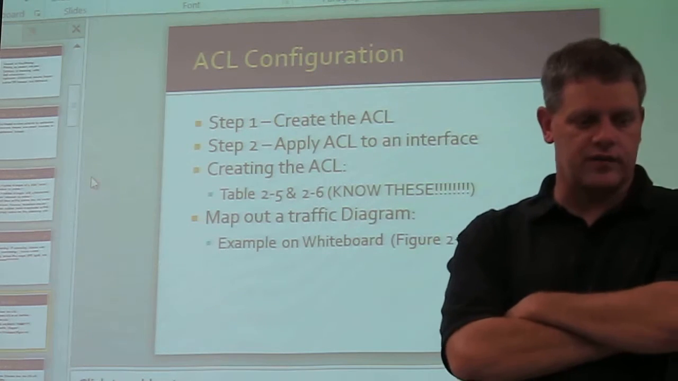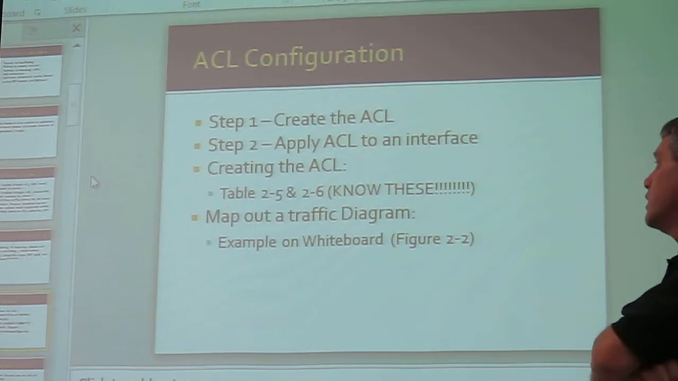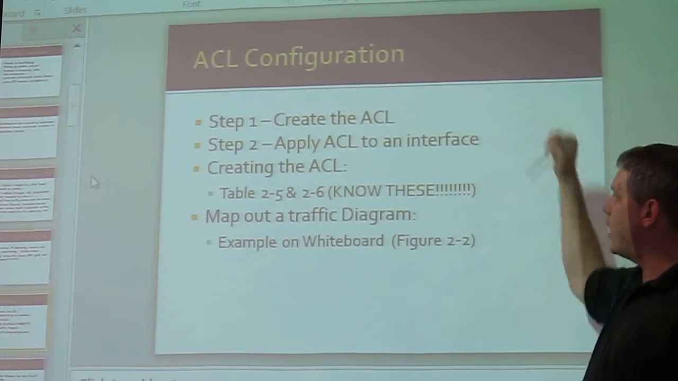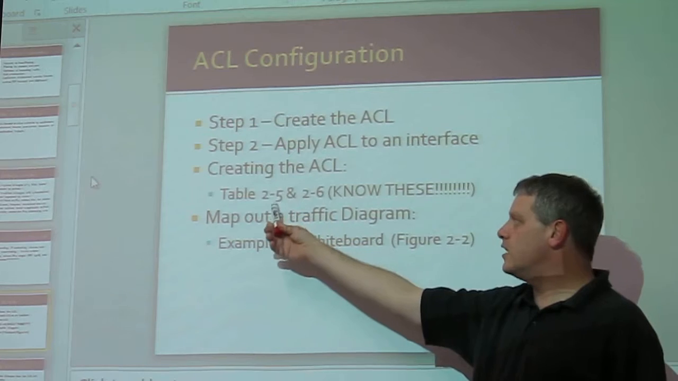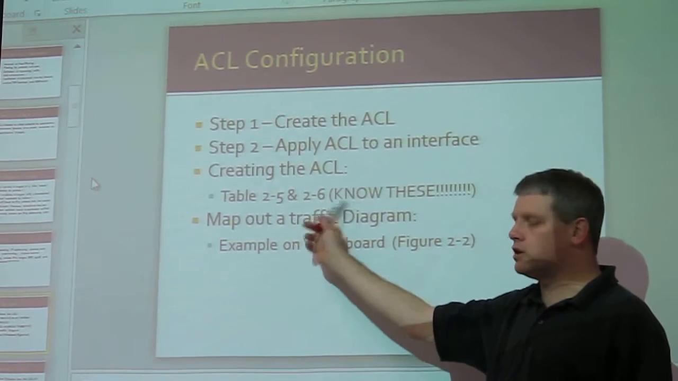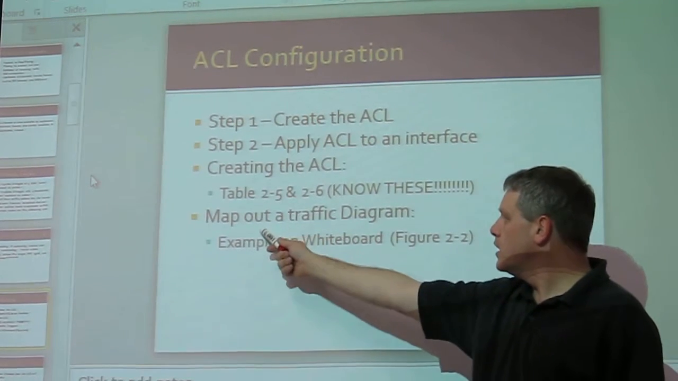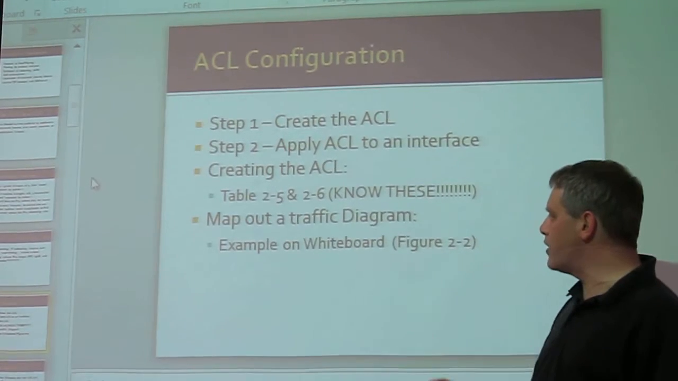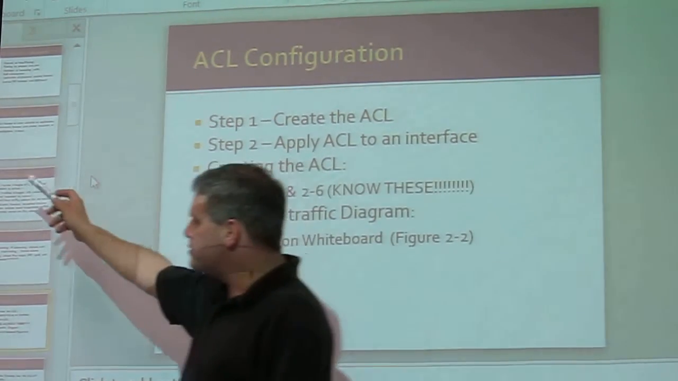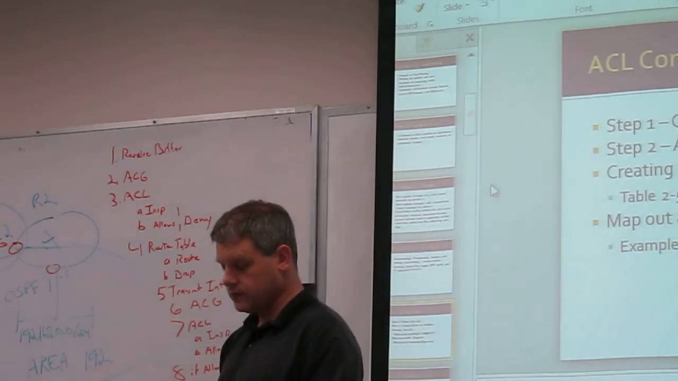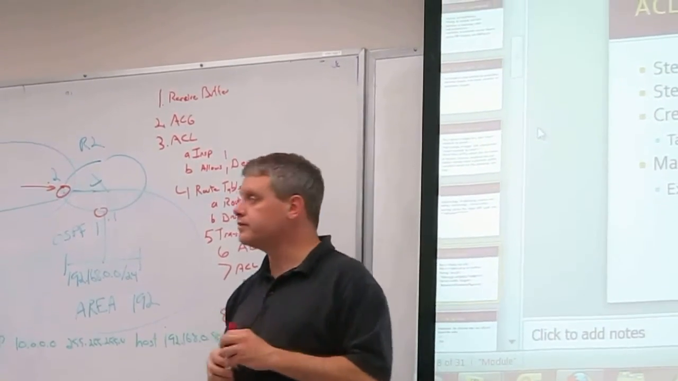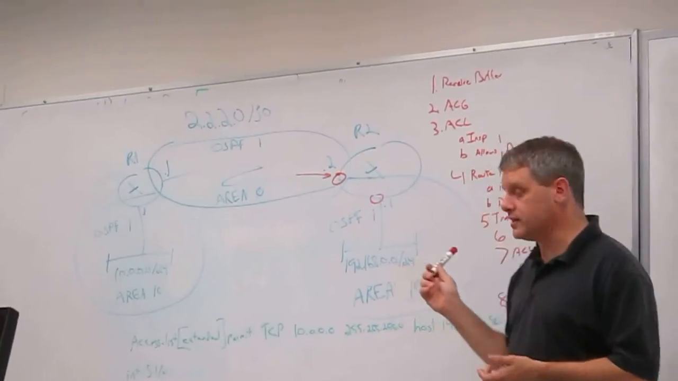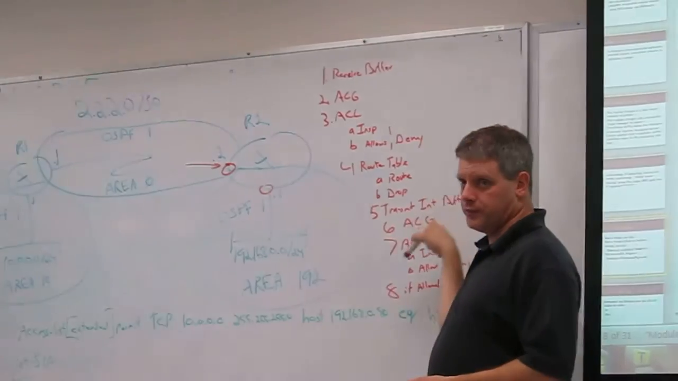So, ACL configuration. There's a couple steps you need to know. You create the ACL, and then you apply the ACL to an interface. Creating the ACL, if you look at table 2.5 or 2.6 in your book, kind of explains it. It also gives a map of the traffic diagram. An example of this map diagram is when traffic goes into an interface and an access list is there to be used. Or in this case, two access lists. It follows a certain flow.